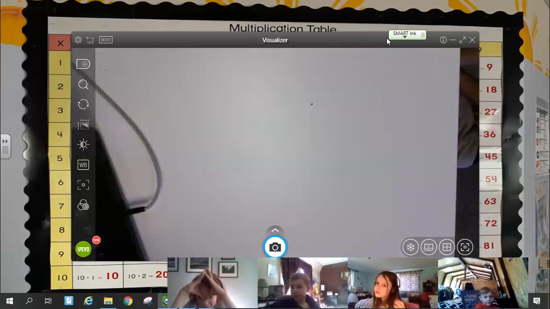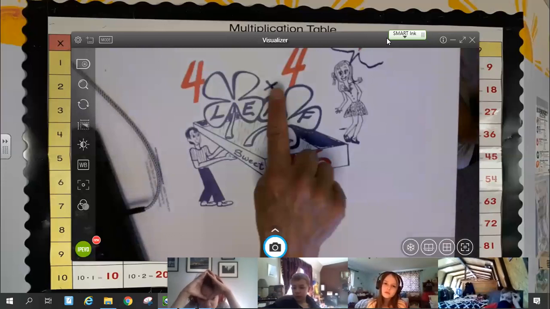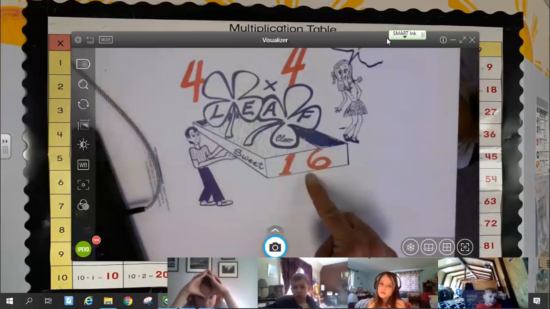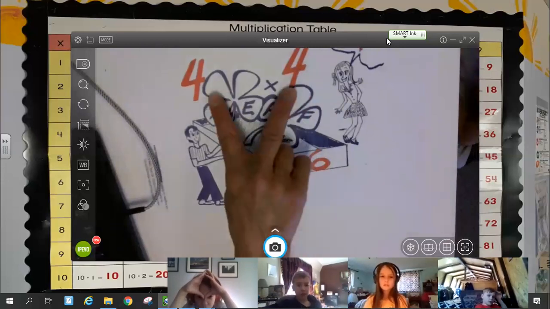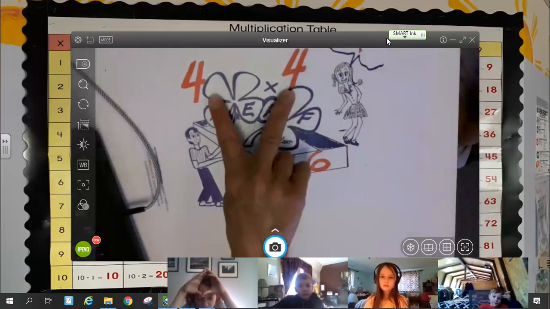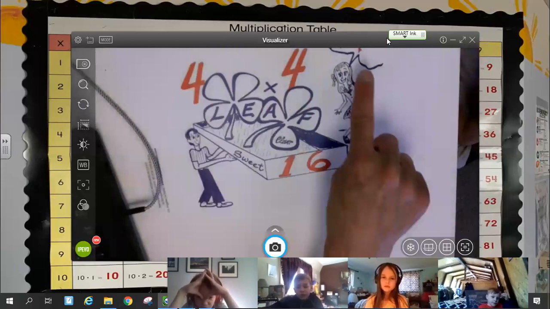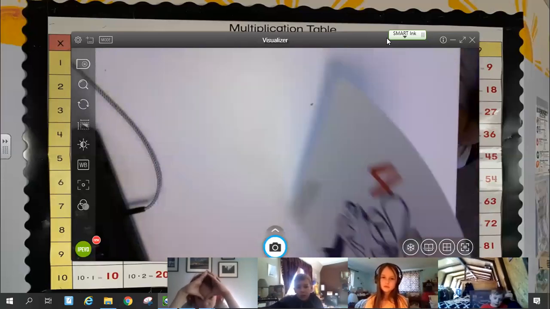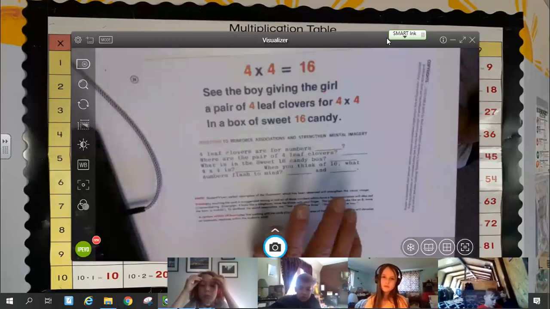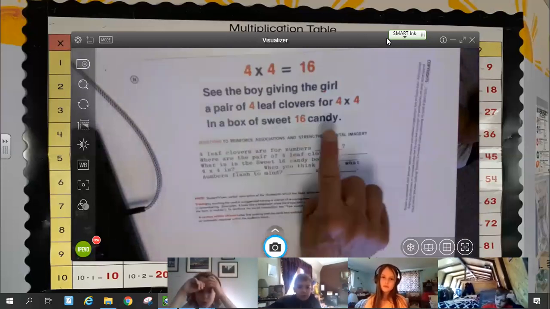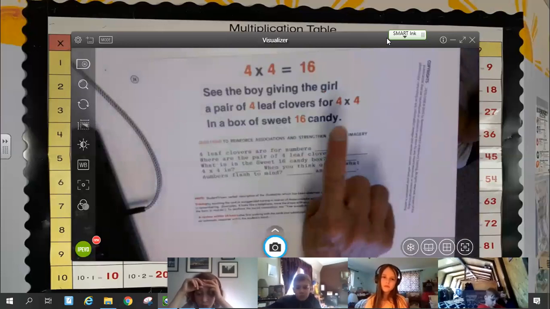Here's another one. 4 times 4 equals. He has a pair of 4-leaf clovers because we have 2 4s, multiplying 2 4s as our factors. And she's sweet 16. So let's read it. 4 times 4 equals 16.